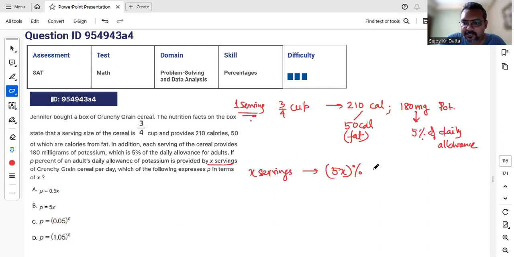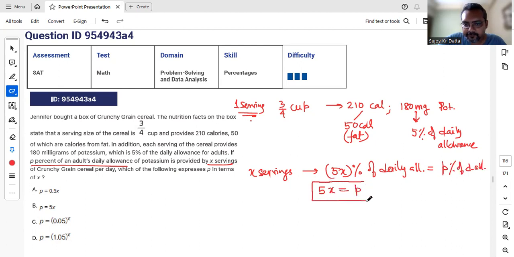But this 5X percent of the daily allowance is P% of the daily allowance. Okay. So that means we have 5X equals P. So what are they saying? Which of the following expresses P in terms of X? So P is 5X. So that is the second option.